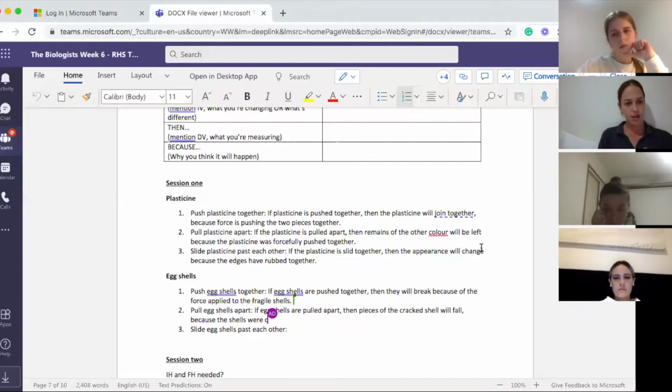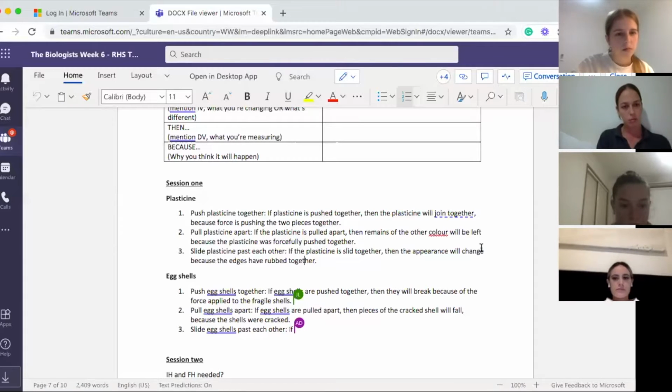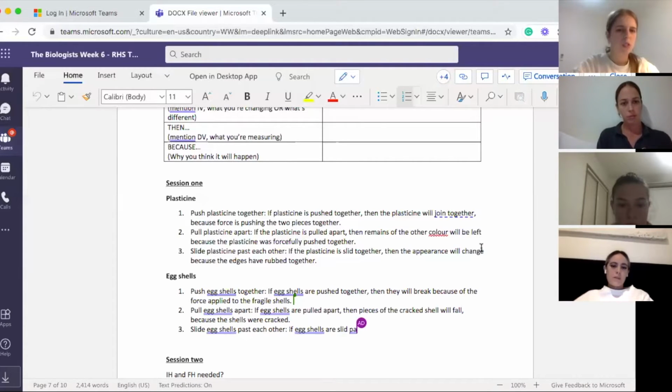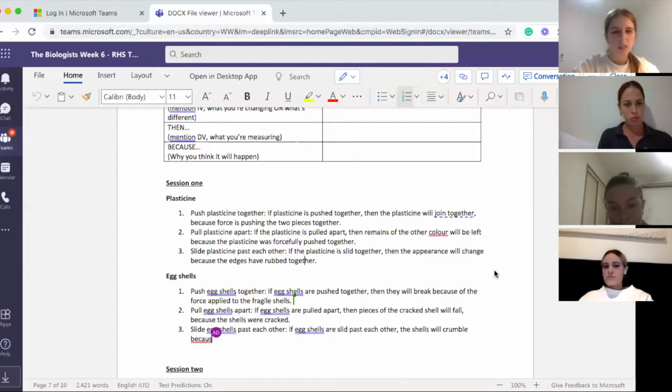What do I say here? The shells were cracked. I just feel like they'll crumble if we slide them. Yeah, they will. We pretty much just do what they did when they got pushed together, but less breakage. Yeah, maybe smaller pieces.